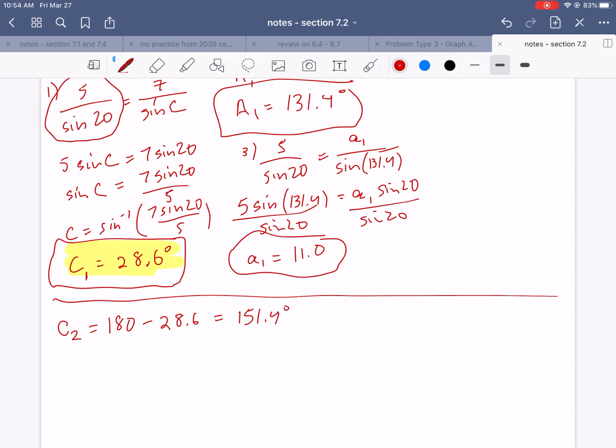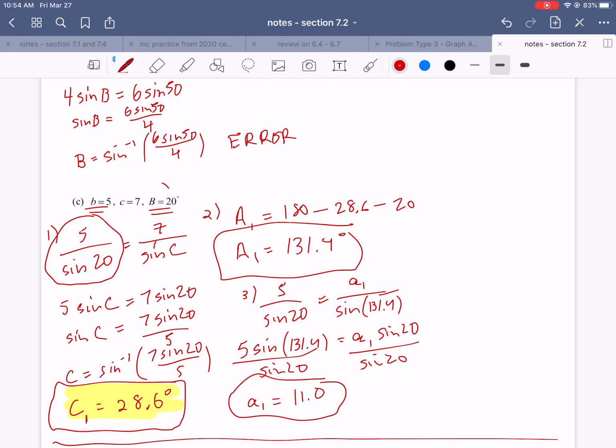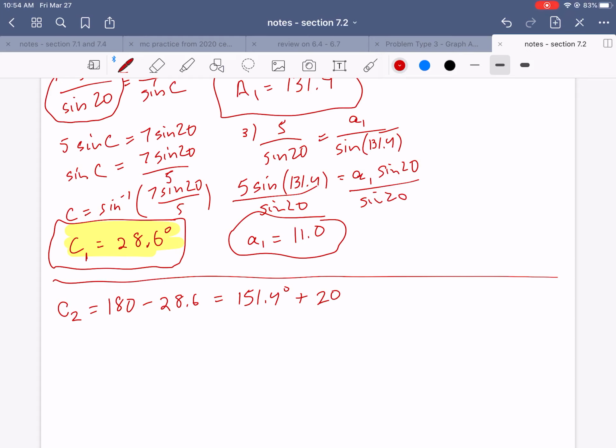151.4. Now, if there is a second triangle, then when I add that to the given angle in this problem, which is way back up here, it is 20 degrees. B sub 1 was 20 degrees. Well, B sub 2 would also be 20 degrees if there is a second triangle. And when you add those together, what you get is 171.4, which you can clearly see is smaller than 180 degrees.